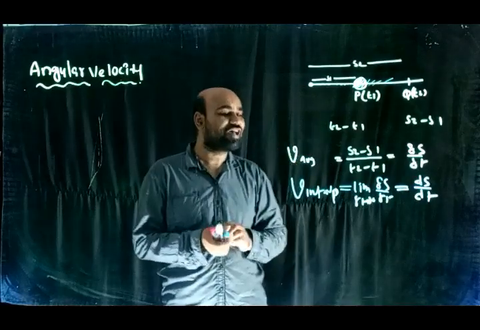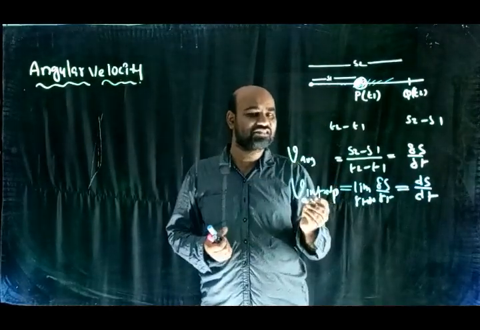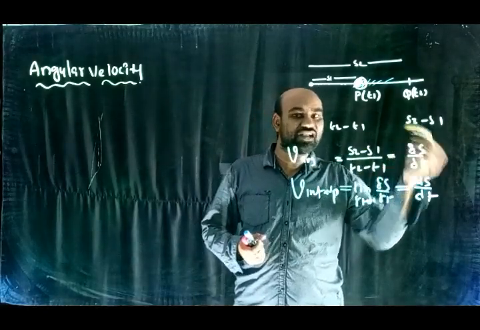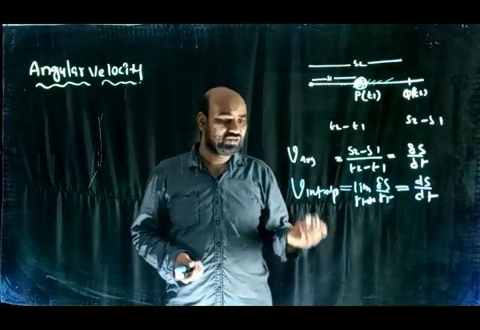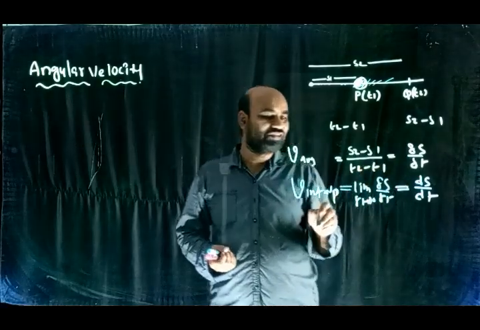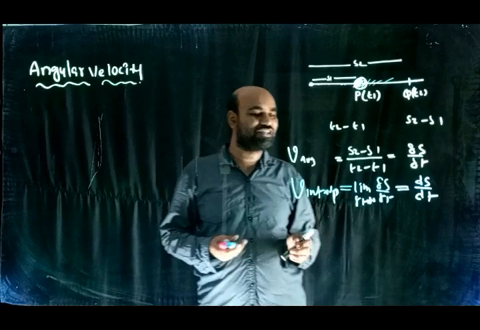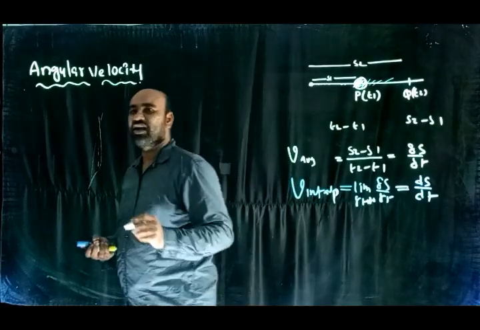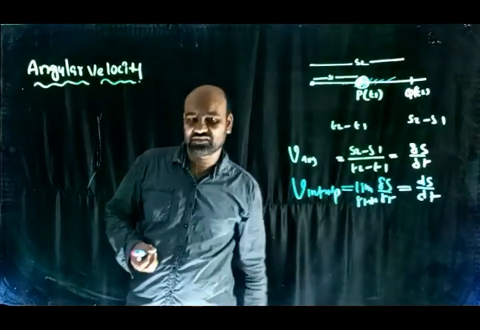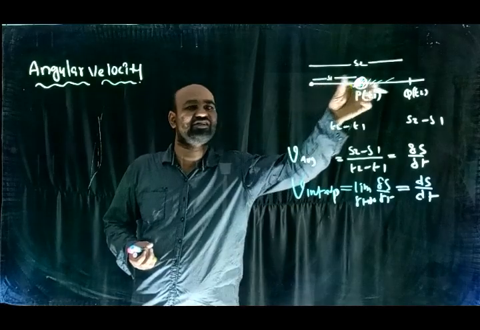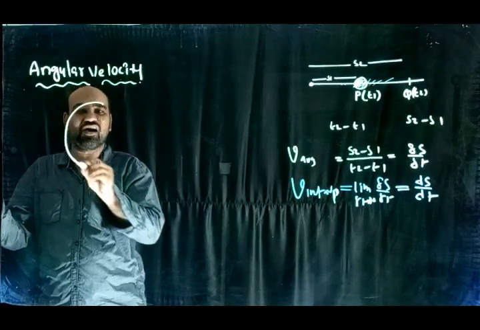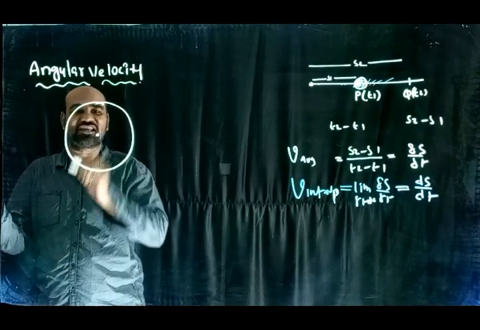So finally, we have average velocity and instantaneous velocity. The instantaneous change of displacement at a particular point is ds by dt. But in this situation, the particle is moving on a straight line with different speeds at different times. Now, the particle is moving along a curve or on a circle.